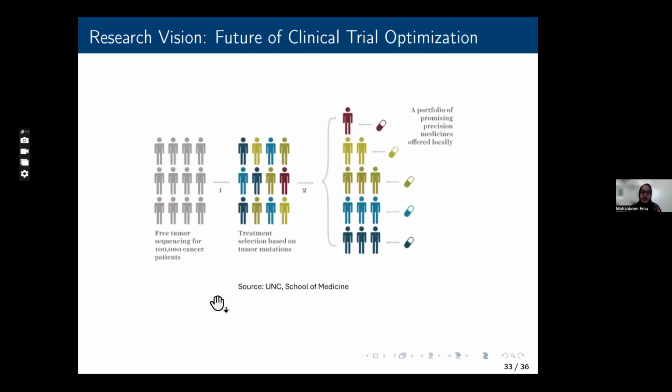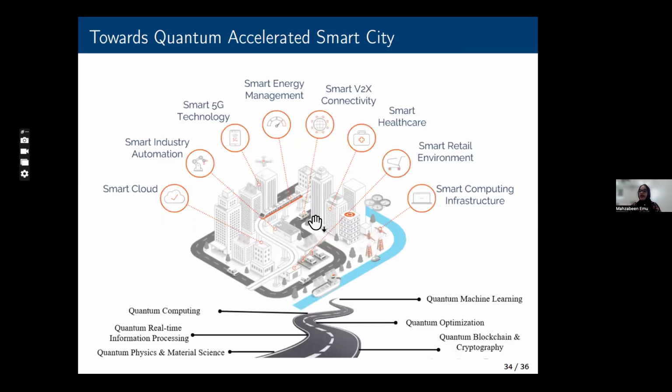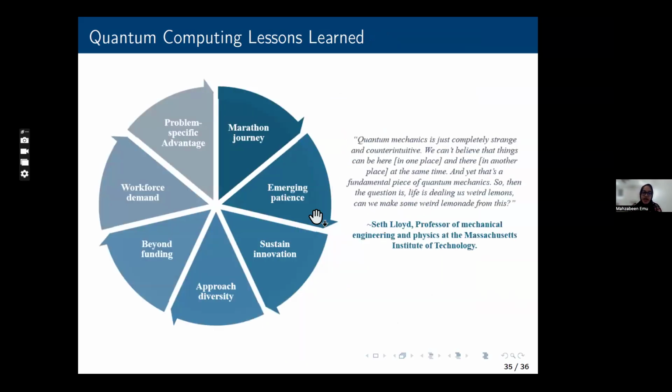And finally, I have also been working on cohort optimization for clinical trials with quantum annealing, which has some advantage to offer. And my larger research vision is to incorporate my research in the smart city landscape, where some of the urban living elements will be impacted and enhanced by some kind of quantum optimization or quantum machine learning technology.